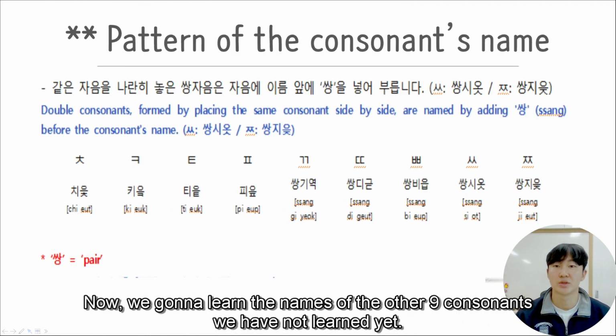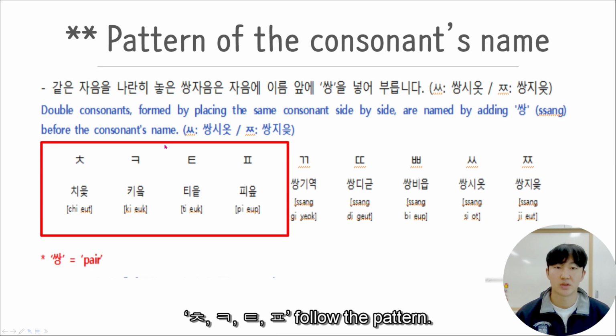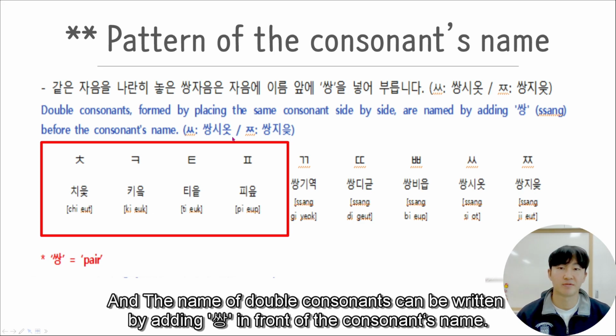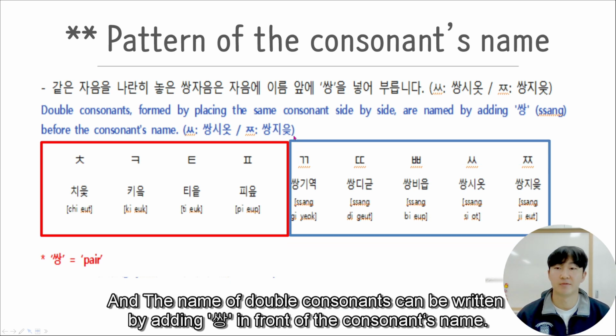Now we're gonna learn the names of the other 9 consonants we have not learned yet. 츠, 크, 트, 프 follow the pattern. The names are 치읓, 키읔, 티읕, 피읍. And the names of double consonants can be written by adding 쌍 in front of the consonant name.